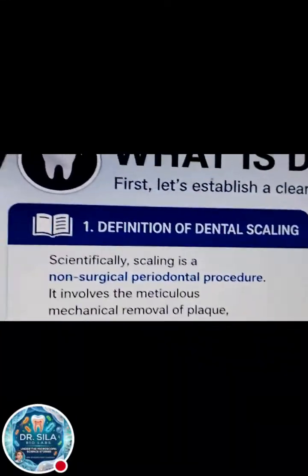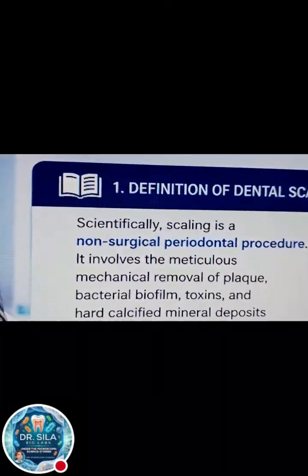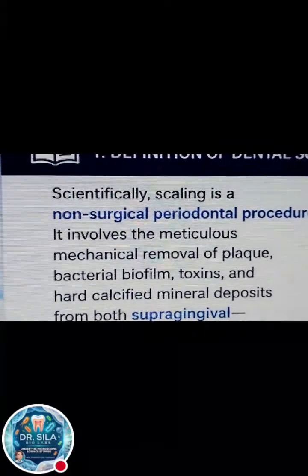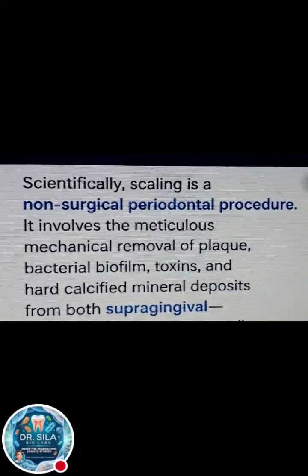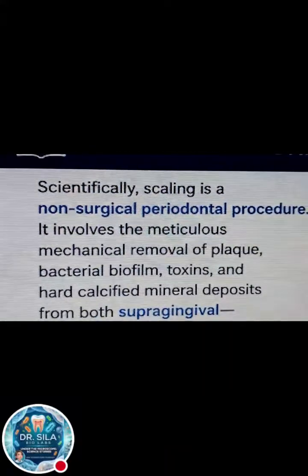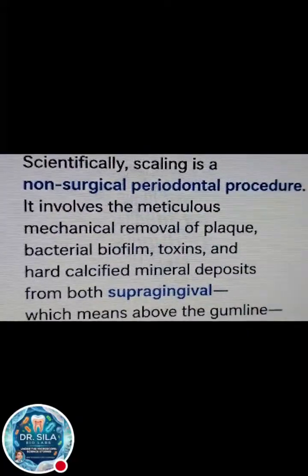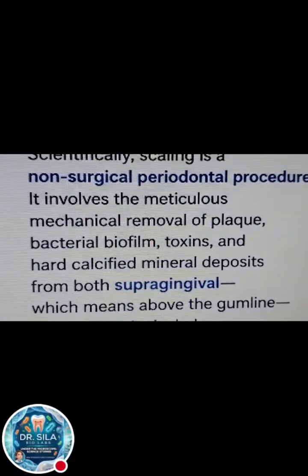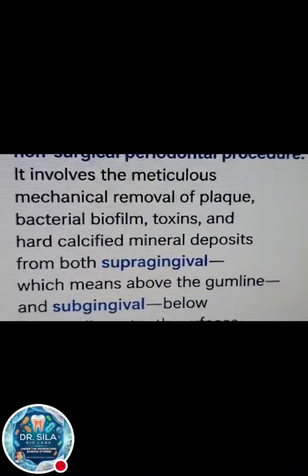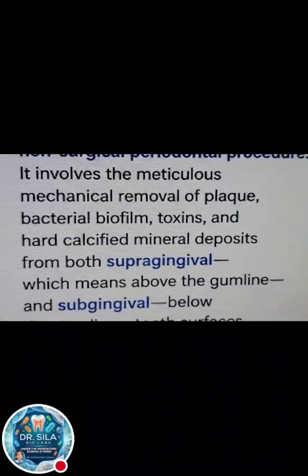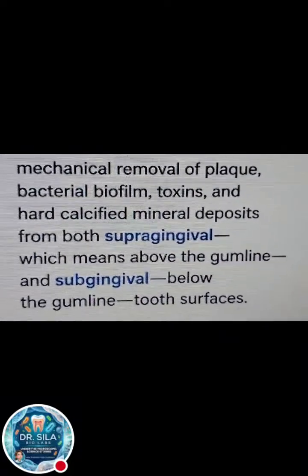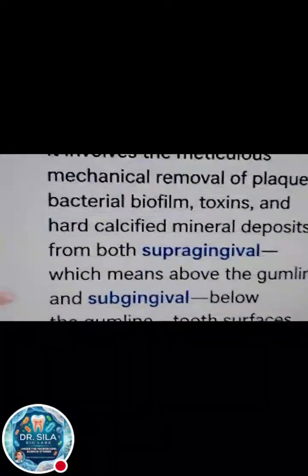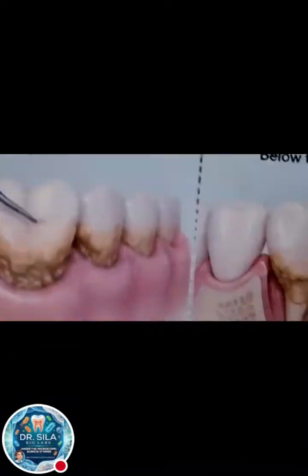So what actually is dental scaling? Scientifically, dental scaling is a non-surgical periodontal procedure. It involves meticulous mechanical removal of plaque, bacterial biofilm toxins, and hard calcified mineral deposits from both supragingival, which means above the gum line, and subgingival, below the gum line. Two surfaces, supragingival and subgingival, above the gum line and below the gum line.